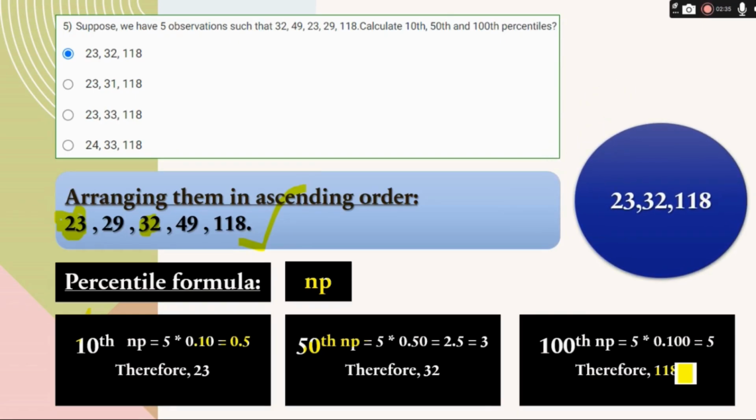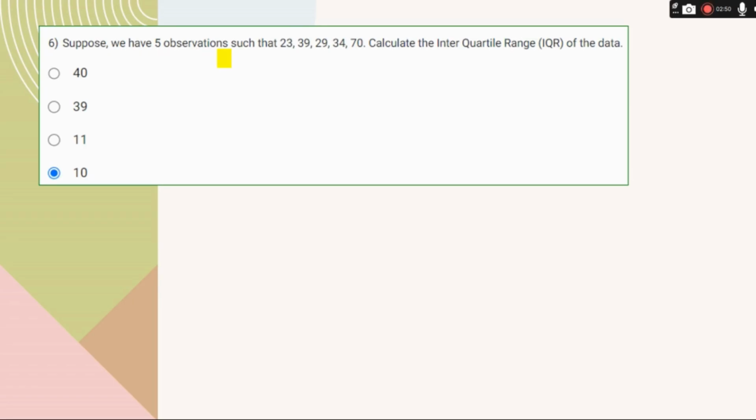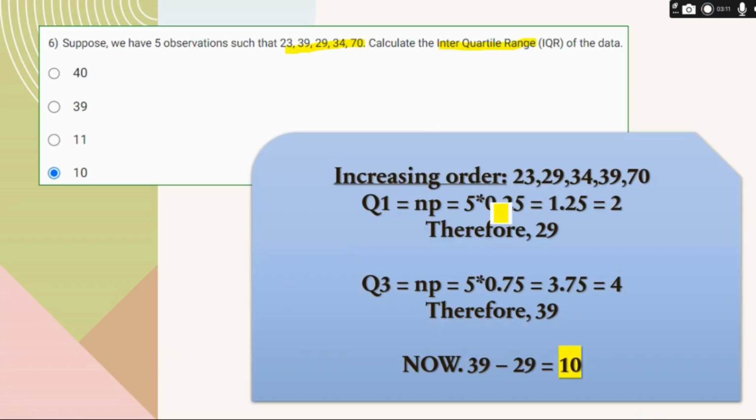So now let's move to our next question. Suppose we have 5 observations, which are given here. Now we have to find the interquartile range, IQR. This is a very important concept, and its formula is Q3 minus Q1. Q3 is the third quartile and Q1 is the first quartile. Basically, Q3 represents 75% of the data and Q1 represents the starting 25% of the data.